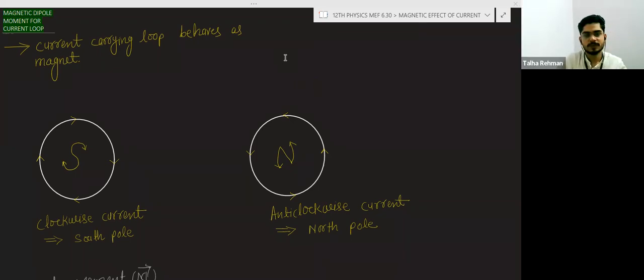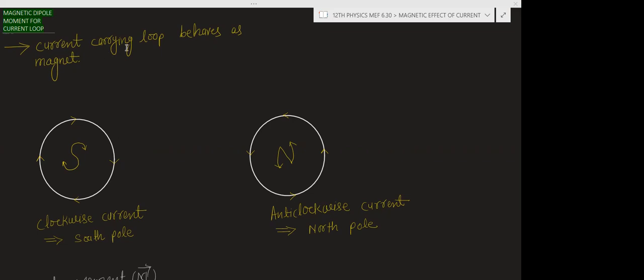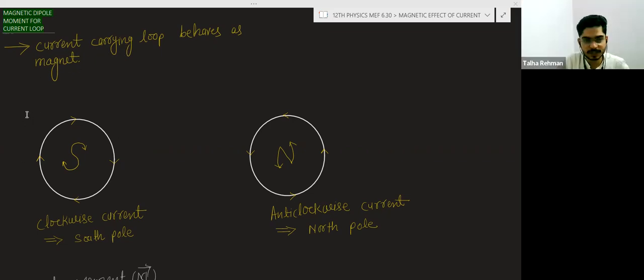Fine. So I am discussing the magnetic dipole moment, or the magnetic moment, for the current loop. I am just explaining it once, then you will know. If you have a loop, suppose this is a loop in the form of a circle, and current I is flowing in it, this will behave as a magnet. If the current is clockwise, this face of the coil will behave as a south pole, and if the current is anti-clockwise, the face will behave as a north pole.